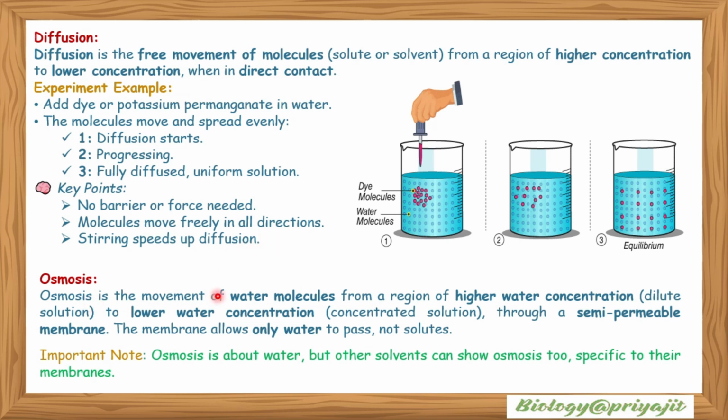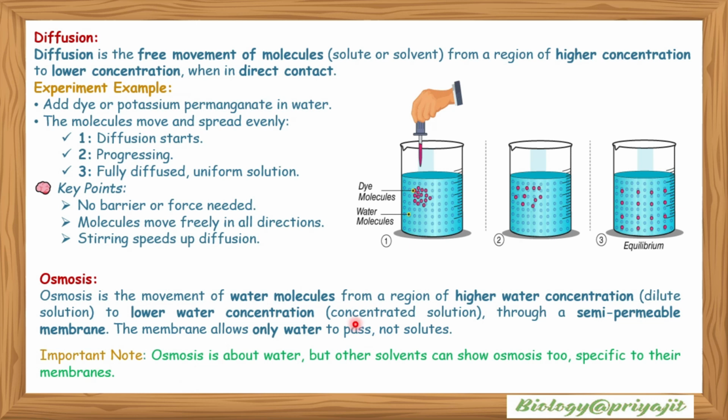Osmosis is the movement of water molecules from a region of higher water concentration, a dilute solution, to lower water concentration, or concentrated solution, through a semi-permeable membrane. The membrane allows only water to pass, not the solutes.